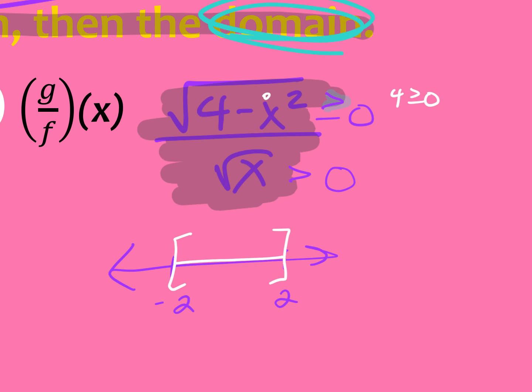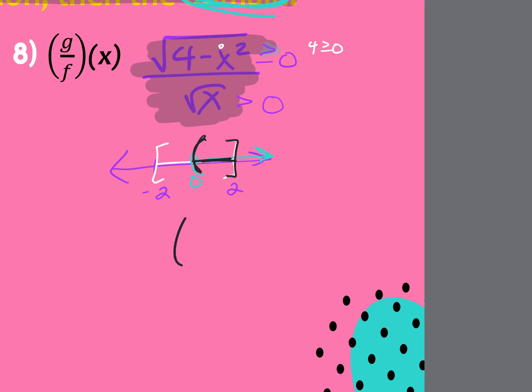Then comes the bottom, greater than 0, parentheses to the right. So my overlap is still from 0 to 2. The difference is now the 0 gets the parentheses, the 2 gets the bracket. Questions?